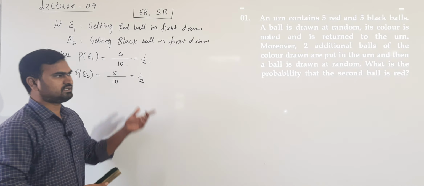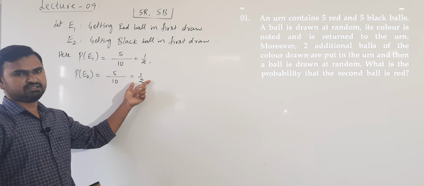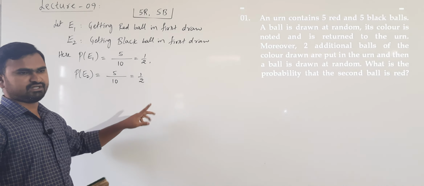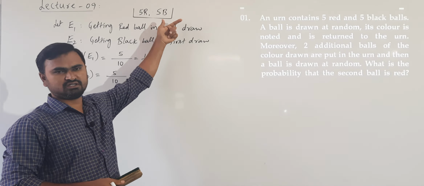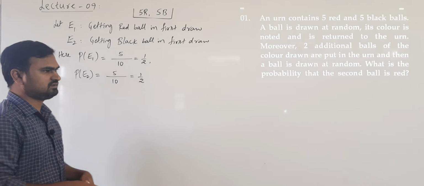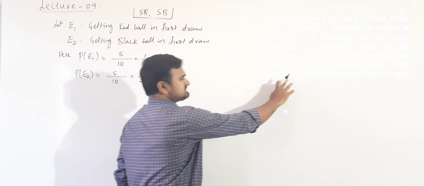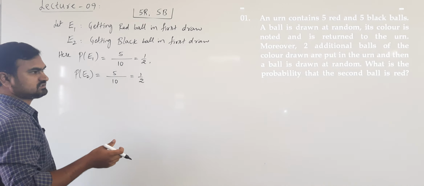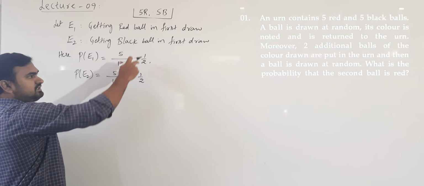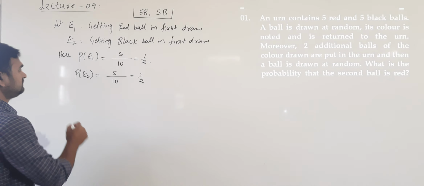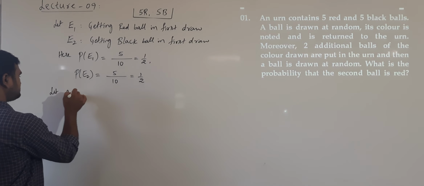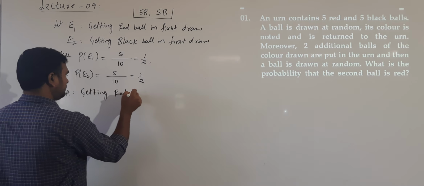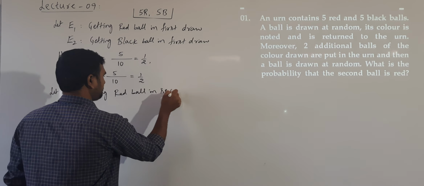So we may get a red ball or a black ball in the first draw. In these two cases, we add two more balls of the same color which we have drawn in the first draw. Now we are interested in getting the second ball as red, so we have to define another event. This event is common to E1 and E2. It may occur in E1 or it may have occurred in E2. So let A be the event of getting a red ball in the second draw.